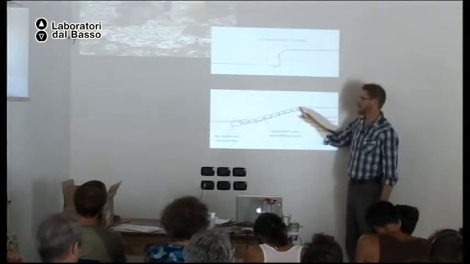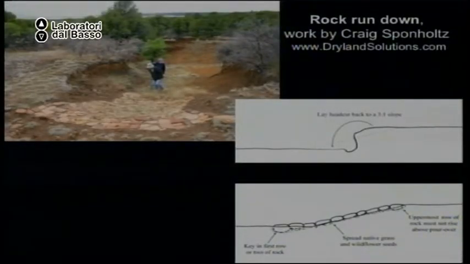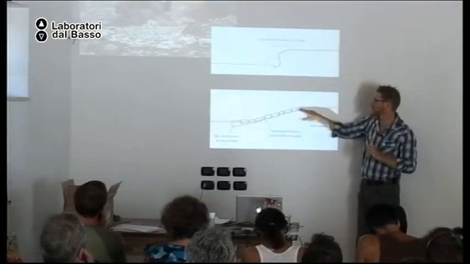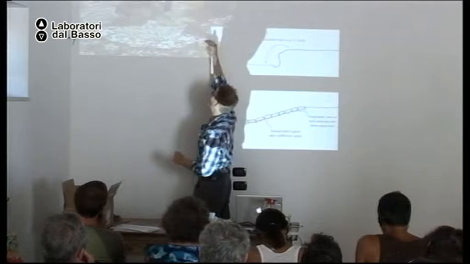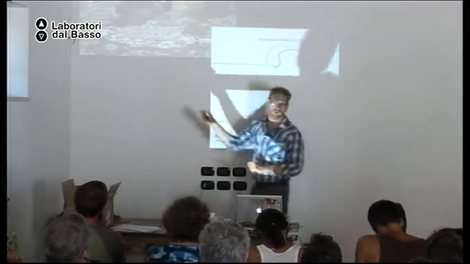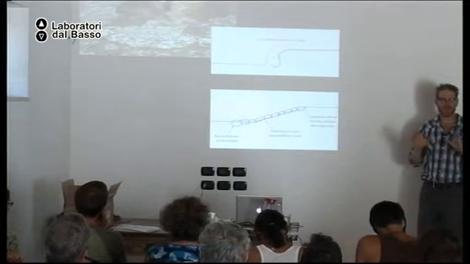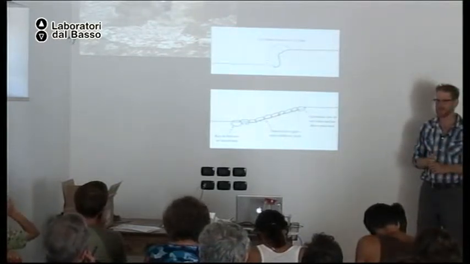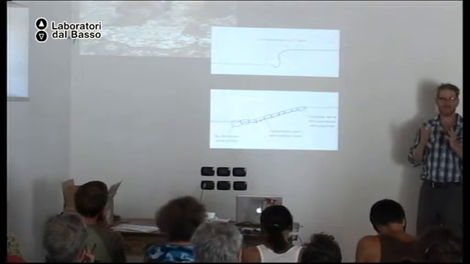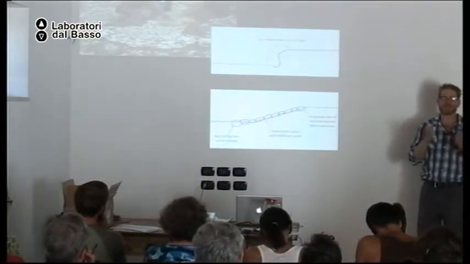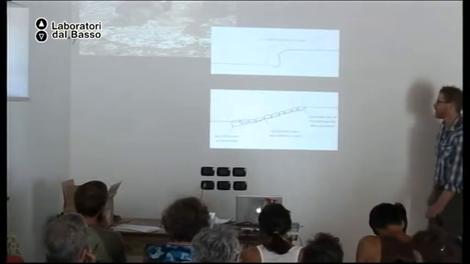But it's very important that this rock not be higher than this point. Because if this rock is higher than this point, then all the water will flow around your structure and make more erosion. Water takes the path of least resistance. So you have to make the easiest path for water to be the path where you want the water to flow.